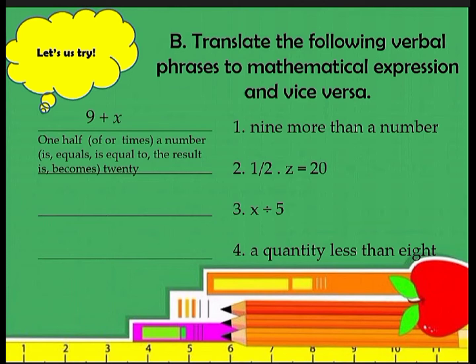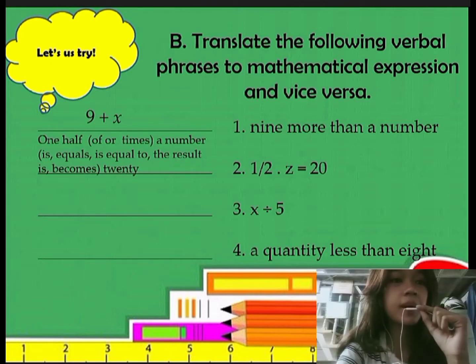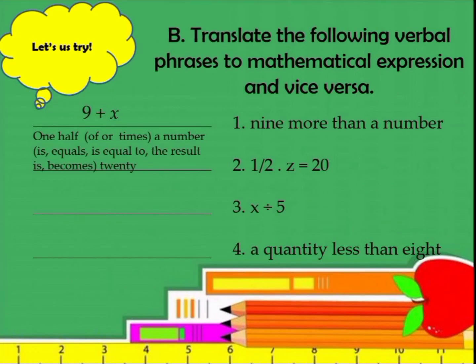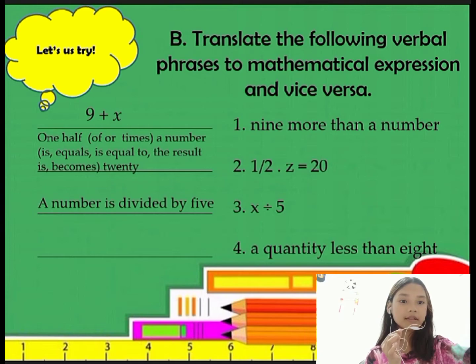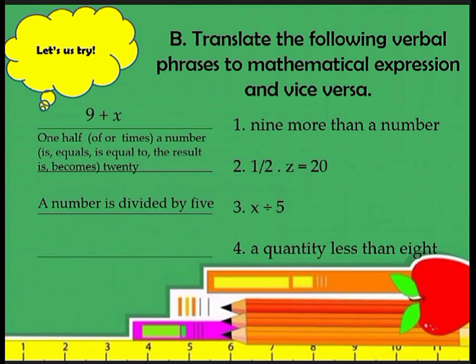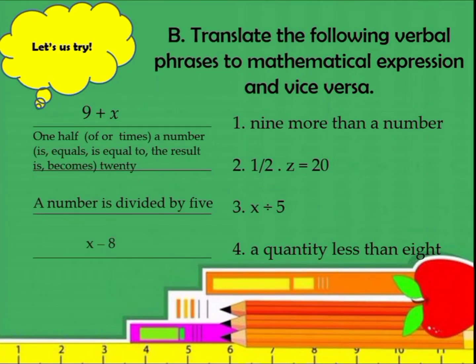How about in number 3? Who wants to try? A number is divided by 5. Okay, let us see. Very good, Mikaela. A number is divided by 5. How about in number 4? Who wants to try? Okay, Julian, what's your answer? Letter X minus 8 po, ma'am. Okay, let us see. Very good, Julian. X minus 8.